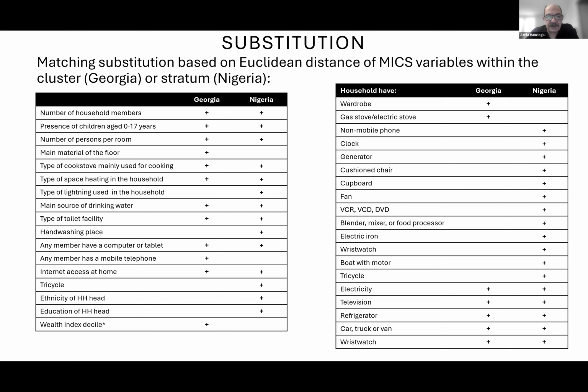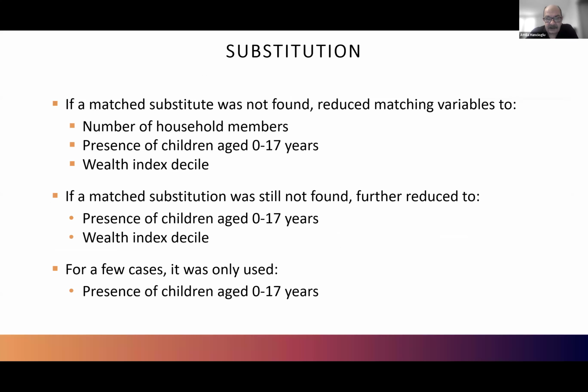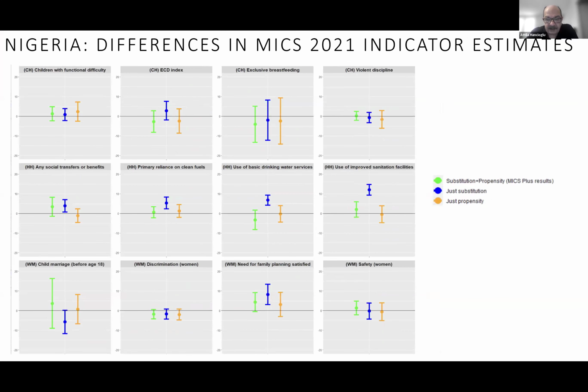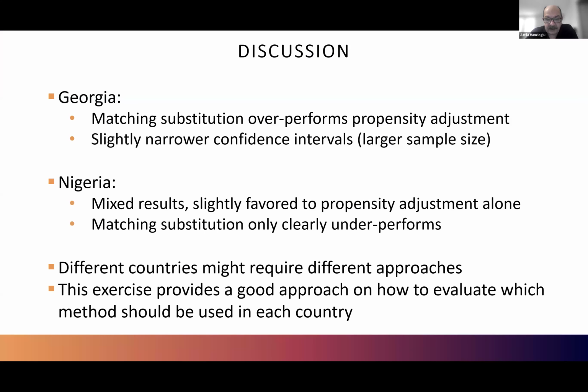A very general question, which refers to the conclusions and the discussion that you had on the last slide, Raphael. Why do we think a method works better in one context than in others? What is the reason behind this finding overall? Why is it that we are fine with conditional matching substitution in Georgia, but substitution plus propensity scores are working better in Nigeria? What is the overall conclusion of this?